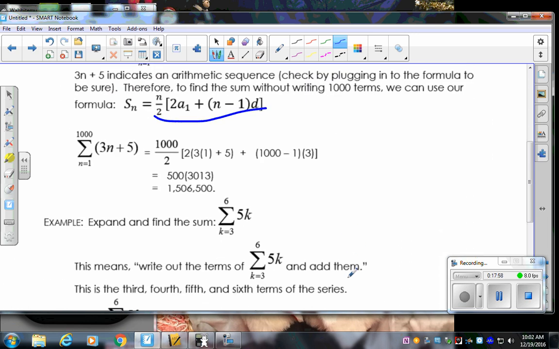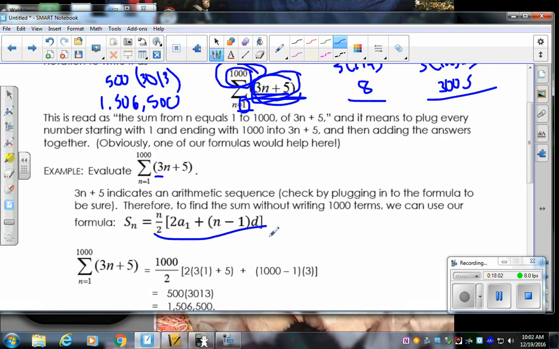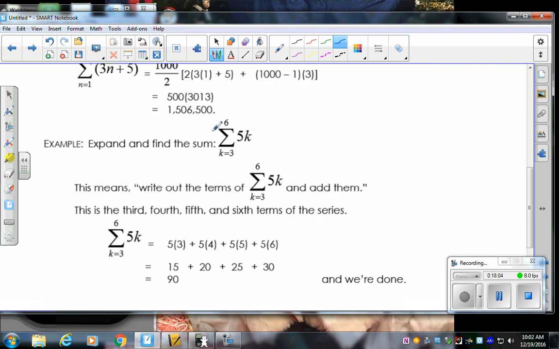All right, now sometimes, and you can go through and look at it, this is using the other formula, so you can check out that work. So I might ask you to expand and find the sum. Expand means list out the terms. It tells us that right here. And then find the sum.